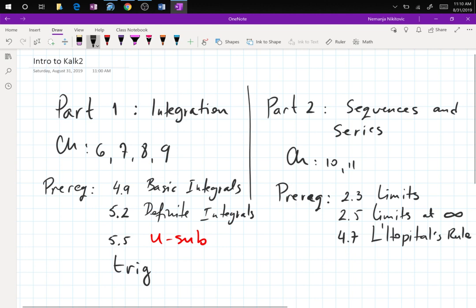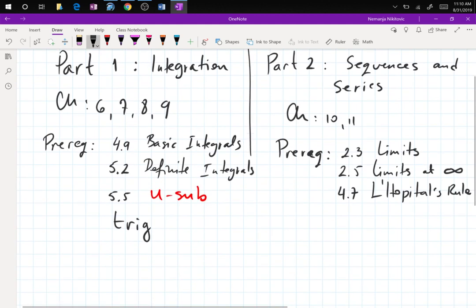There will be 0 trig needed in chapter 10, and very little trig needed in chapter 11. Now, as I said, part 3 is to set you up for calc. Part 3, which is chapter 12, is on parametric polar coordinates, and needs lots of trig.